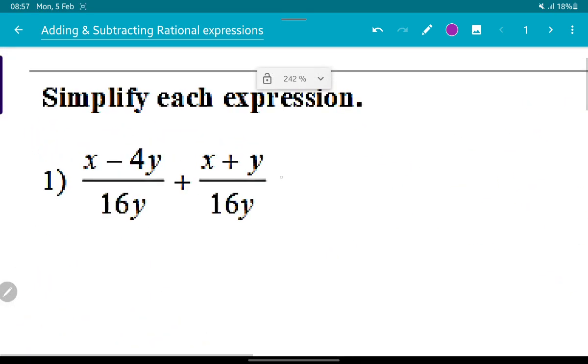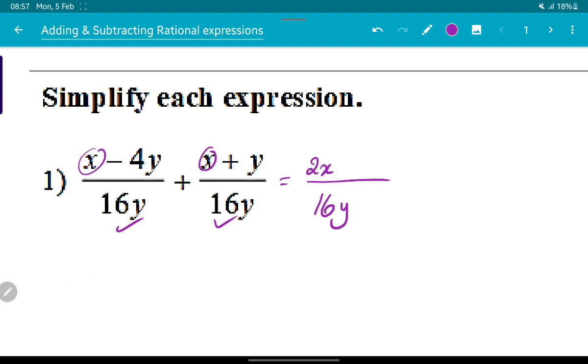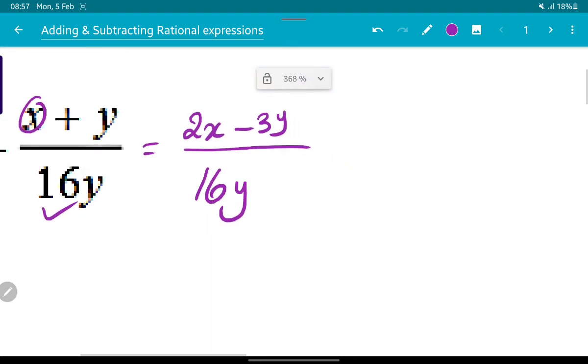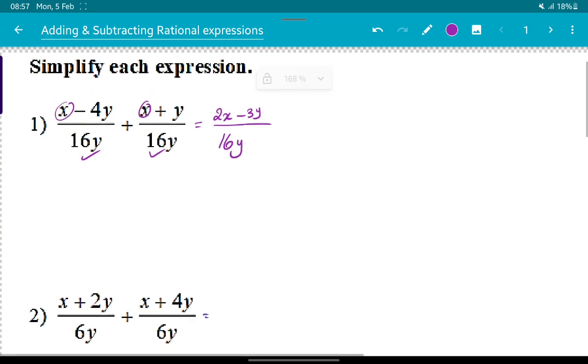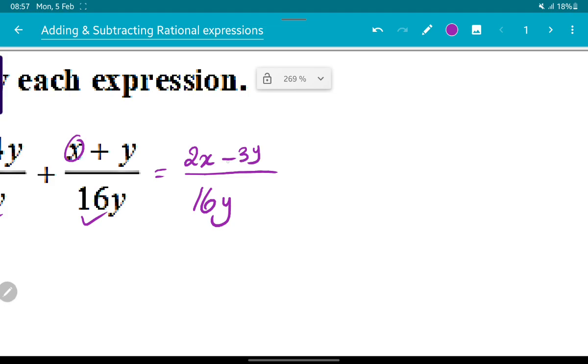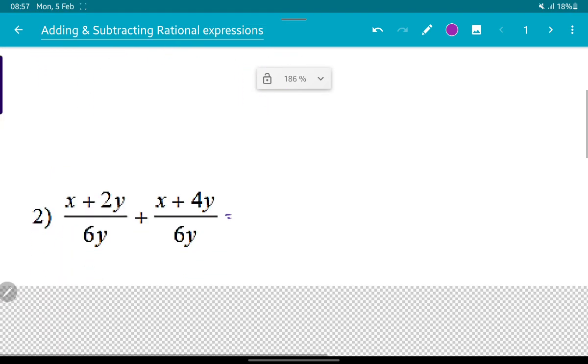So here we have the same denominators, so we put this denominator. Then we add, what's x plus x? It's 2x. Then negative 4y plus y, it's negative 3y. If you can simplify, you simplify. We know how to simplify. If we have a common factor, we factorize, then we cancel the common factor.